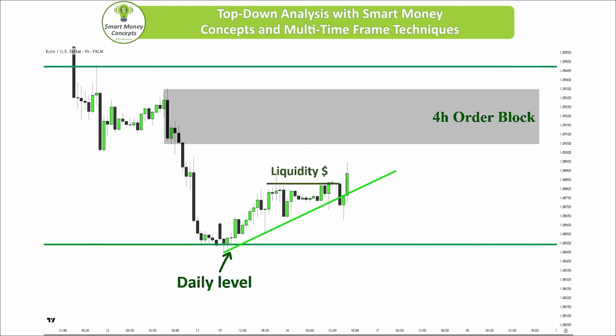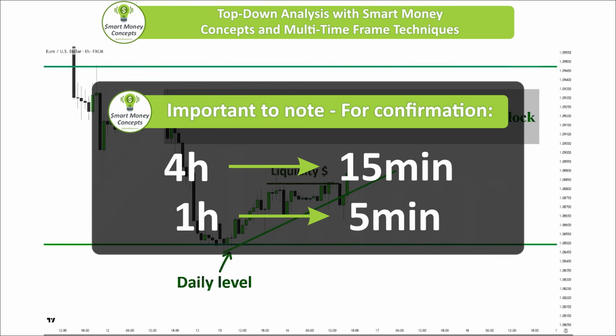So far, we've applied price action and smart money concepts perfectly on the charts, and we have a 4-hour order block, which is an area of interest for trading. It is important to note that for a 4-hour time frame order block, we look for confirmation on the 15-minute chart, and for the 1-hour time frame order block, we look for confirmations on the 5-minute chart.